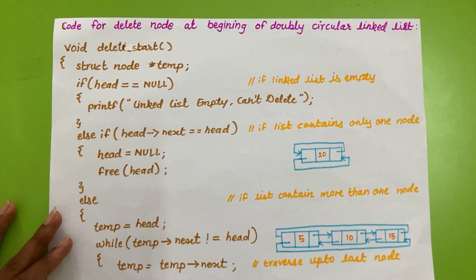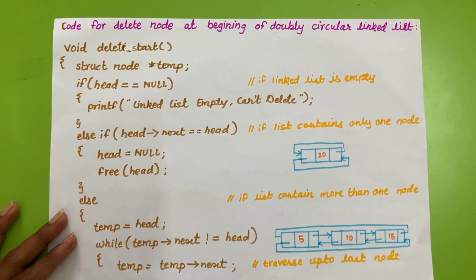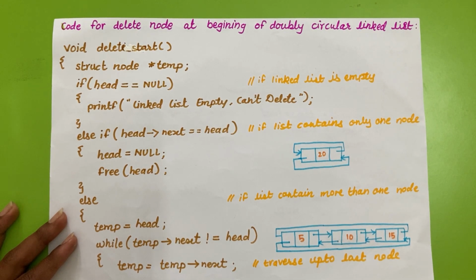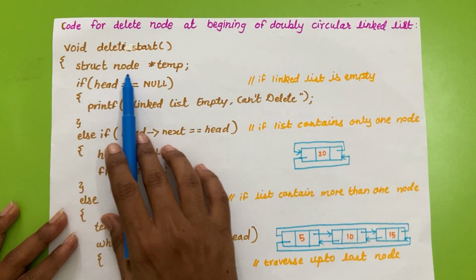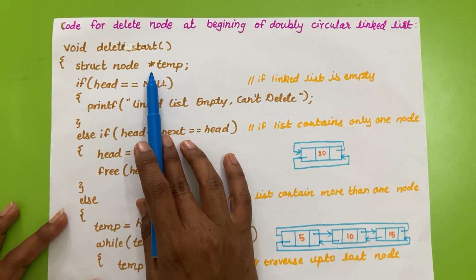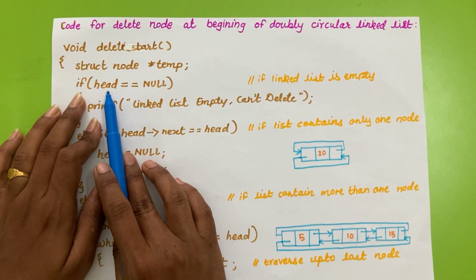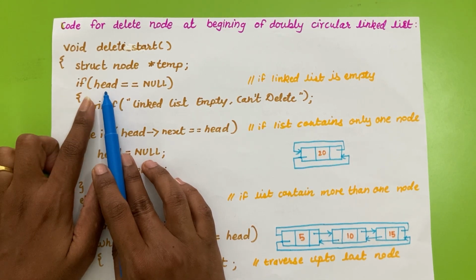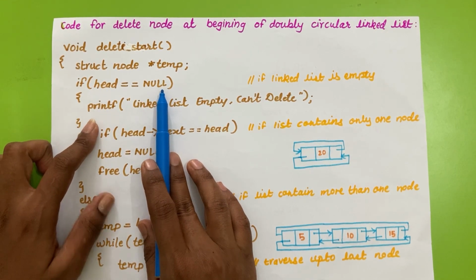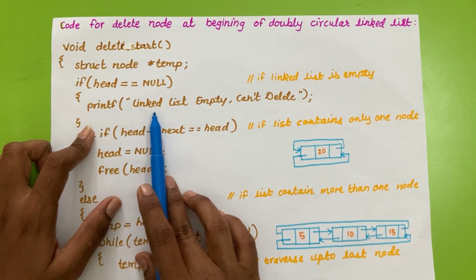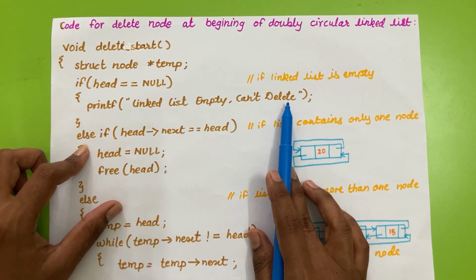So again we have to check for the condition whether the linked list exists or not, and if it exists, then what are the necessary changes we have to make in the pointer fields of the corresponding nodes. For that purpose I need one pointer, that is, I have taken here star temp. First we will check whether the linked list exists or not. If head is equal to null, that means the head does not exist, so the linked list does not exist. So it will print linked list is empty, we can't delete the node.